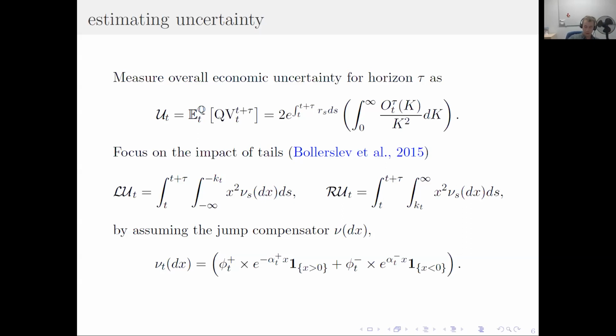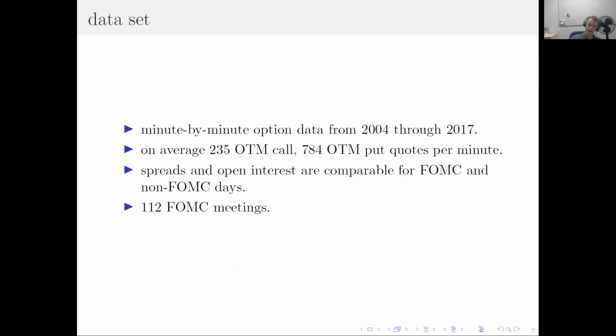Yeah, that we do to focus on the impact of tails and to get a measure of left and right tail uncertainty. Now, I've already talked about the use of options data, and we use minute-by-minute option data from the CBOE. Now, Emanuel has already said that availability here is a bit limited. The availability starts in 2004, and this analysis goes through 2017.